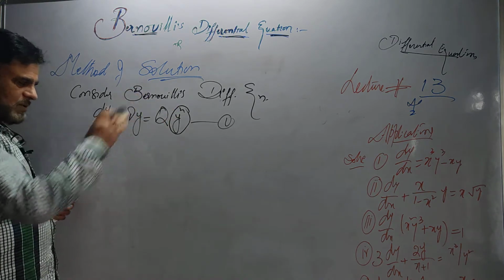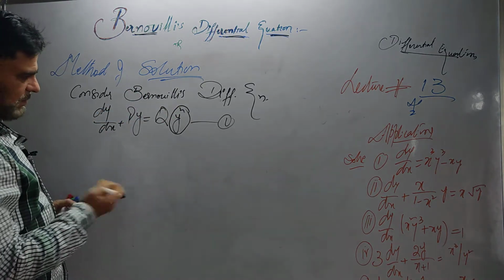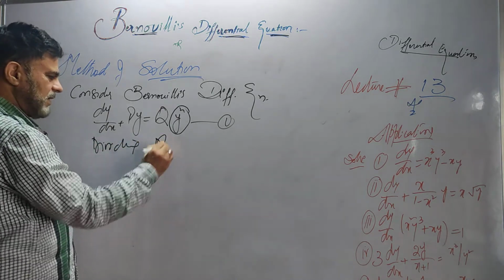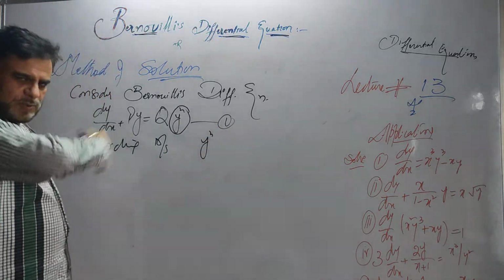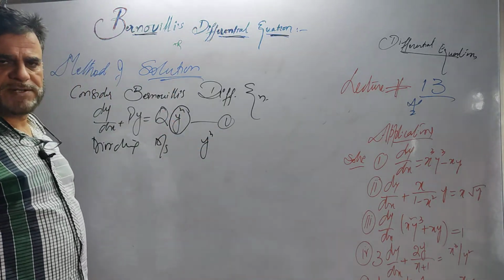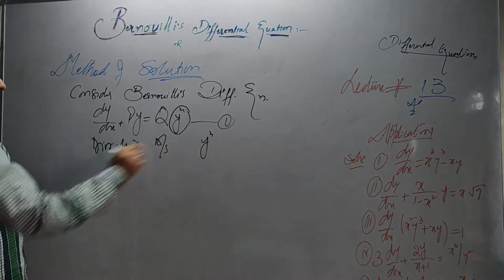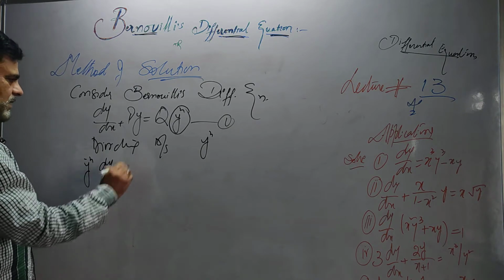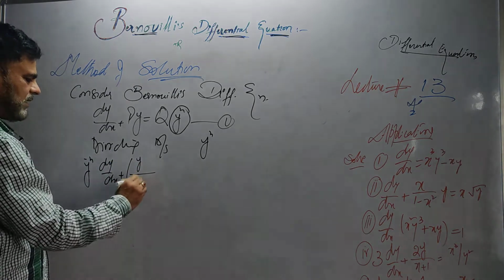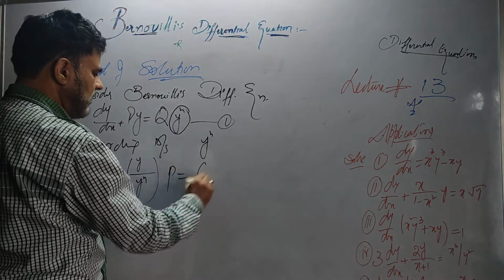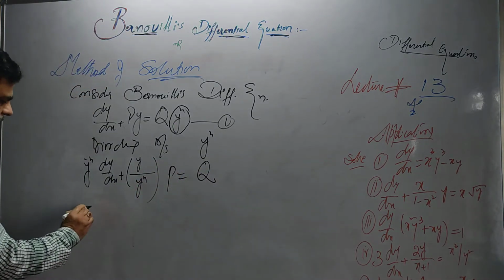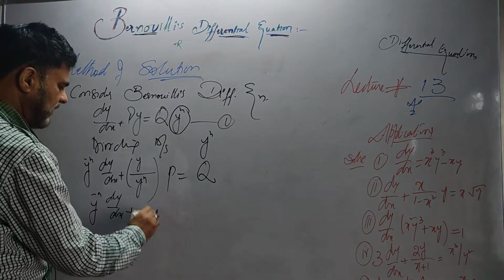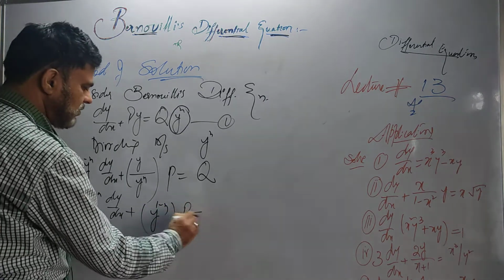Now, let us remove this. How do we remove it? It is simple. We divide both sides by y raised to the power n, so that the right hand side becomes a pure function of x only. When you divide, you get y raised to the power minus n dy by dx plus P times y by y raised to the power n, is equal to Q. This gives you y raised to the power minus n dy by dx plus y raised to the power 1 minus n times P is equal to Q.